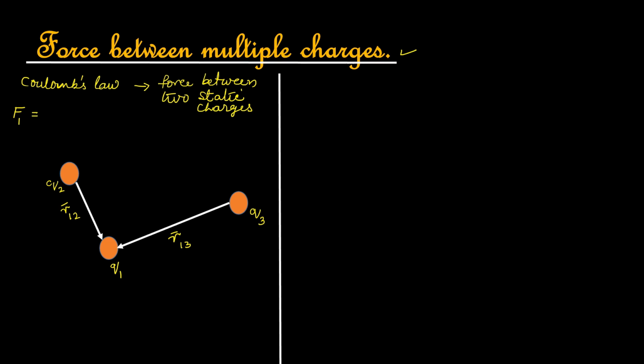This will be equal to the force experienced by 1 due to 2 plus the force experienced by 1 due to 3. We know force is a vector quantity, so we have to find the vector sum of these two forces, namely F12 and F13. You have already learned in your 11th standard class that mechanical forces acting at a point can be added up using the parallelogram law of vector addition. Electrostatic forces also can be added up by using the same principle.